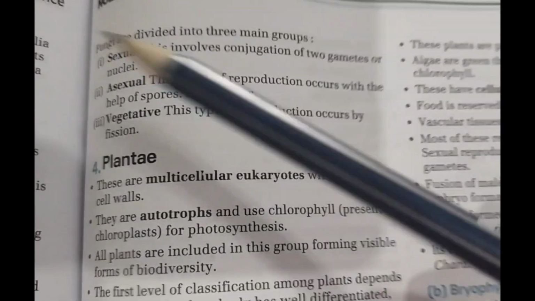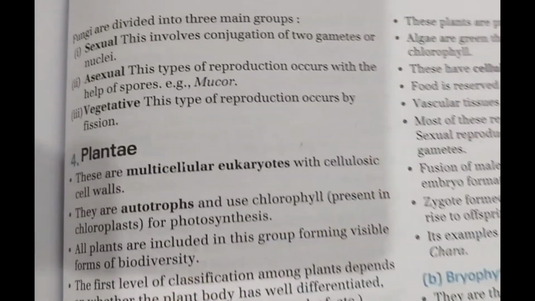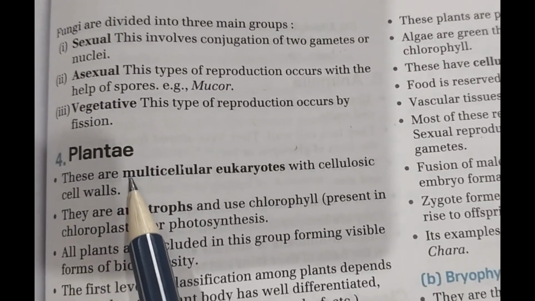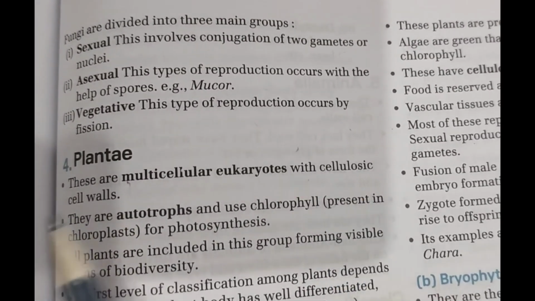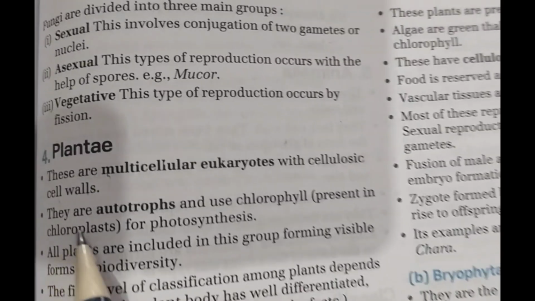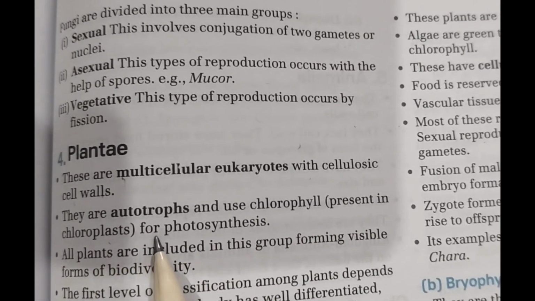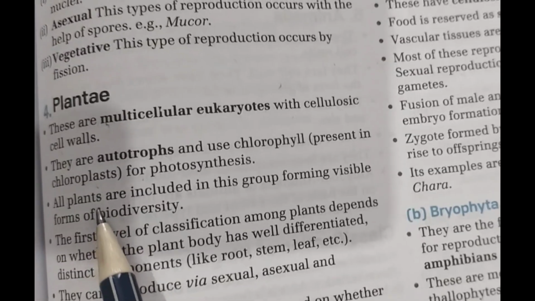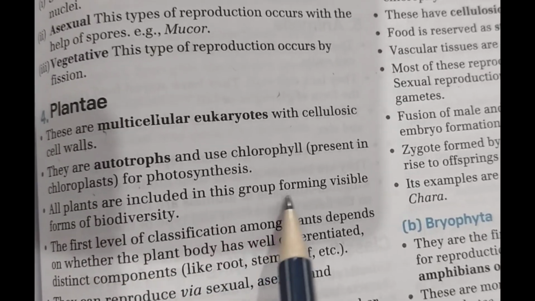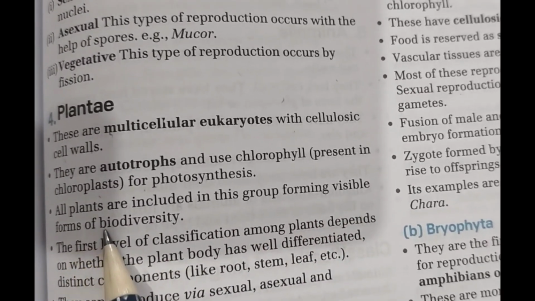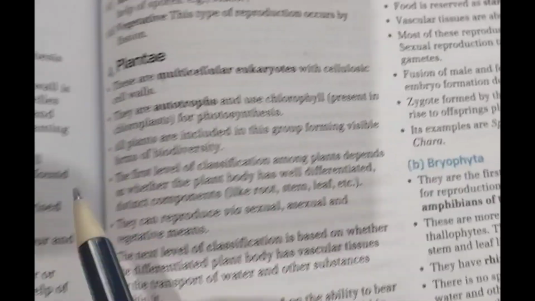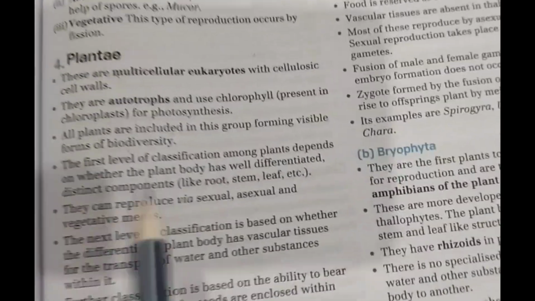The next kingdom is Plantae. They are multicellular eukaryotes with cellulosic cell walls. They are autotrophs and use chlorophyll present in chloroplasts for photosynthesis. All plants are included in this group, forming the visible form of biodiversity. जितने भी plants आते हैं वो इसी के अंदर आते हैं.